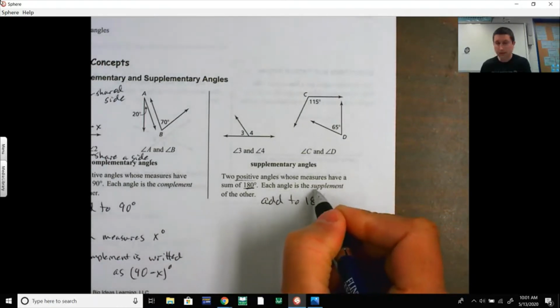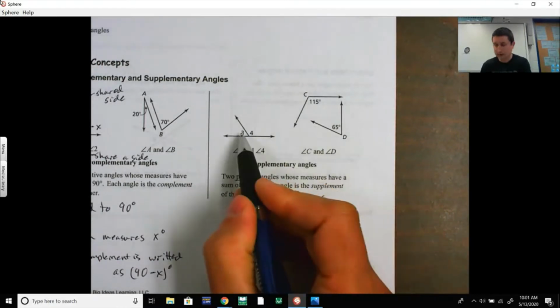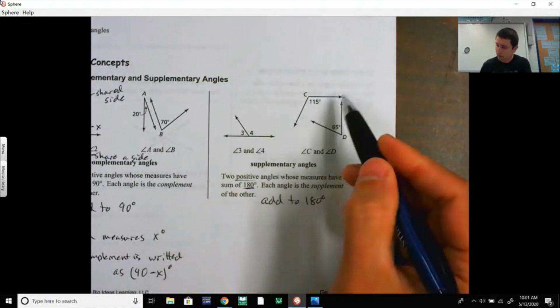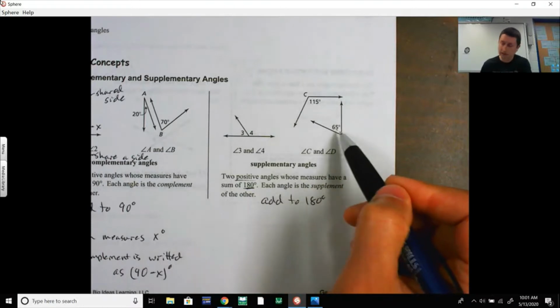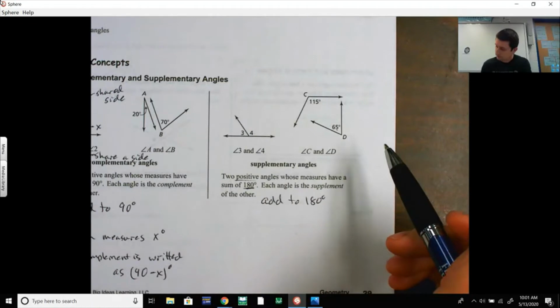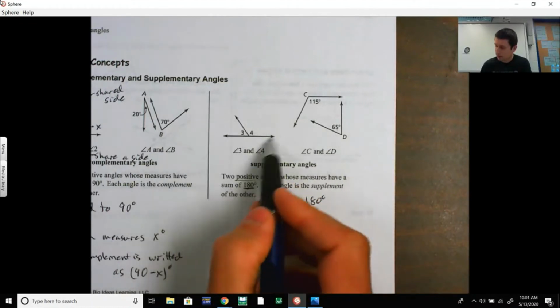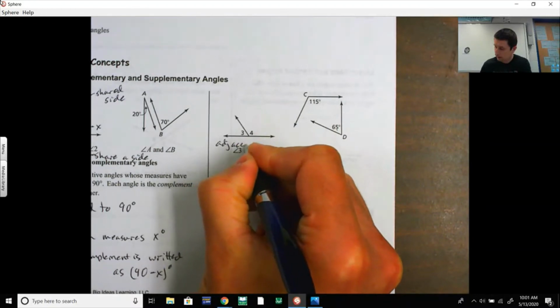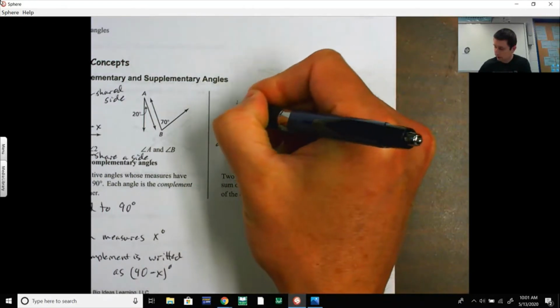Each angle is the supplement of the other. So the supplement to angle 3 is angle 4. The supplement to angle 4 is angle 3. The supplement to 115 is 65. To 65 is 115. So they are supplementary angles. Now again, we have a unique one here. These are adjacent. These are adjacent. This is a shared side.